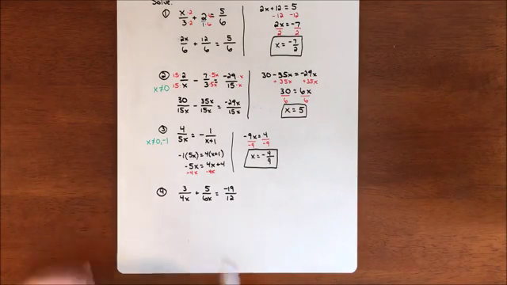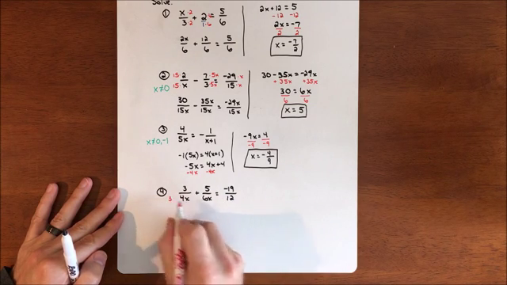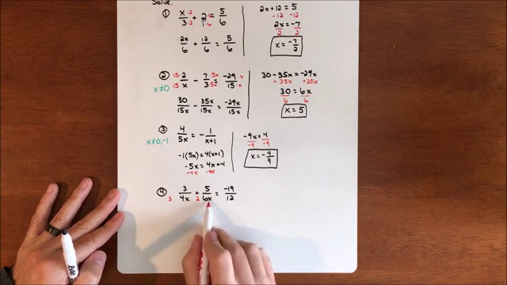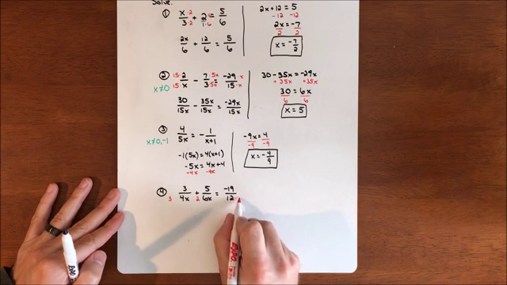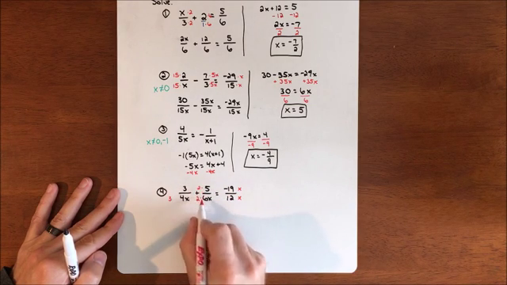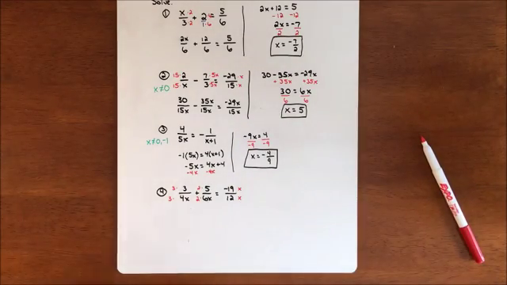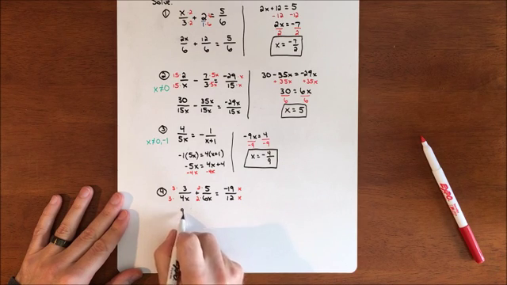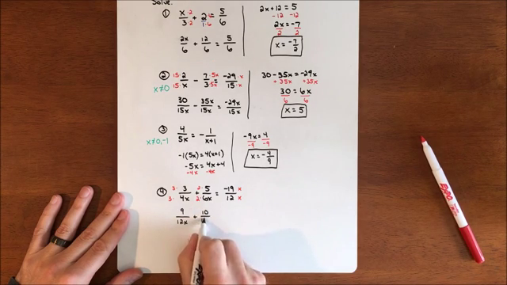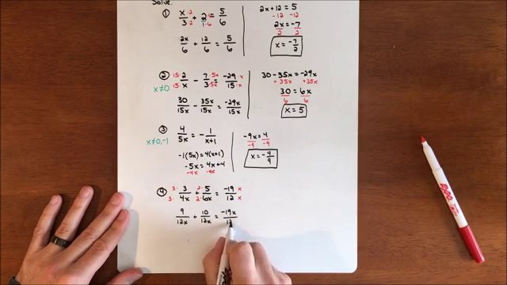So what can they all become? As far as the numbers, a 4, 6, and a 12, they can all become 12. So I'll have to multiply this by 3, I'll have to multiply this by 2, and I won't have to multiply that by anything. They also all need an x. So this needs an x. So I'll multiply this by x. All right, so that's what I need to multiply every piece by. Okay, so this is going to become 9 over 12x plus 10 over 12x equals negative 19x over 12x.